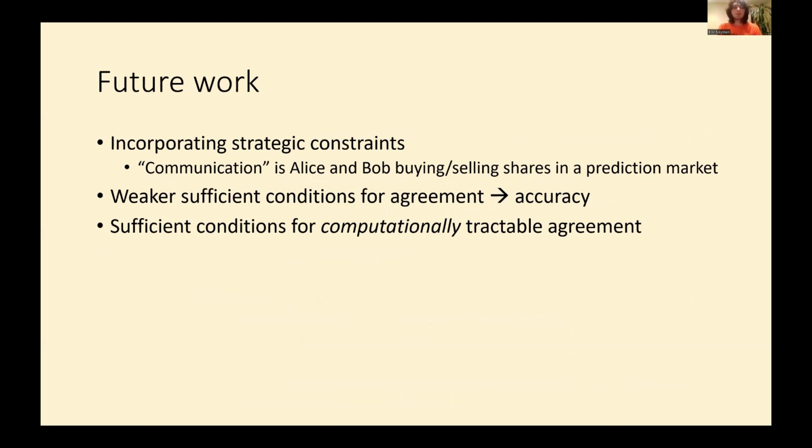There are several exciting directions for future work. Probably the one that I'm most excited about is incorporating strategic constraints. That is, so far we've been modeling Alice and Bob as truth-seeking agents who are willing to follow any protocol. But now we could instead model Alice and Bob as strategic agents, and that they communicate via buying and selling shares in a prediction market.